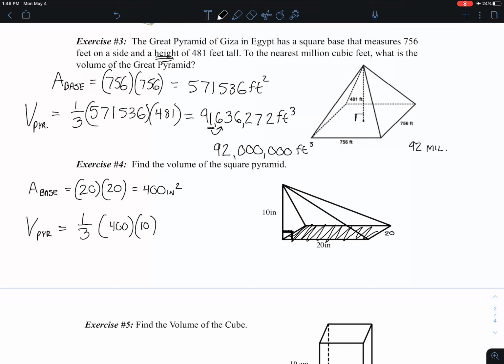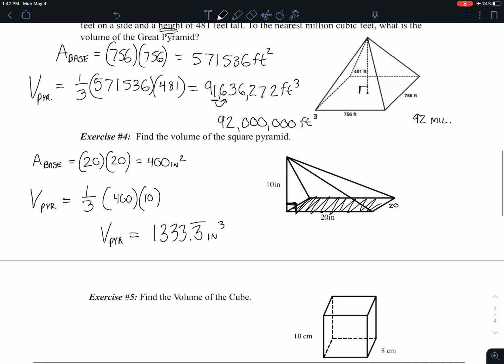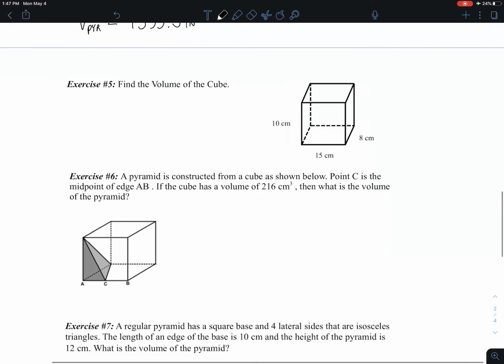All right, so we end up with, and it doesn't tell me to round, so I'm not going to round. The volume of the pyramid is equal to 1,333.3 bar notation inches cubed. All right? So pretty simple, not overly complicated. All right. We are going to move on, do 2 more practice questions, and then you have a couple that you can try on your own.